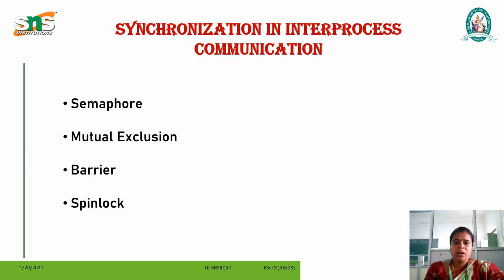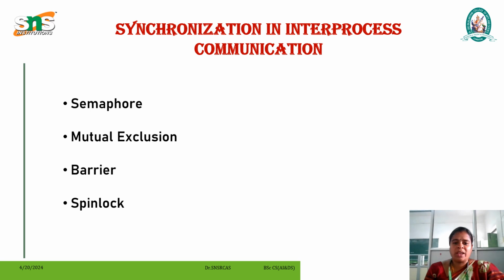Next one, synchronizing in interprocess communication. Synchronization is a necessary part of interprocess communication. It is either provided by the interprocess communication control mechanism or handled by the communicating processes. Some of the methods to provide synchronization are as follows. First one is semaphore. A semaphore is a variable that controls access to a common resource by multiple processes. The two types of semaphore are binary semaphore and counting semaphore.